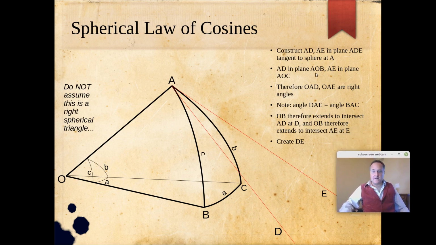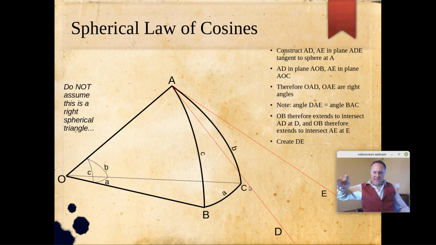because it's going to be important later. And we can therefore deduce that OAD, being coplanar, right, and OAE are right angles because they're part of the plane tangent to the sphere at A. They have to be tangent in such a way that the radius OA is perpendicular to the plane. Okay. And as I've said before, DAE equals BAC. Those are the same angles.